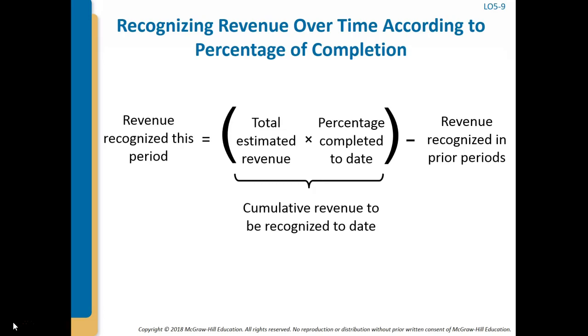Typically, sellers estimate progress by measuring the proportion of effort expended thus far relative to the total effort expected to satisfy the performance obligation. These efforts could be cost incurred, labor hours expended, machine hours worked, or time lapsed. The most common approach to estimating progress towards completion is to use a cost-to-cost ratio that compares total cost incurred to date to the total estimated cost to complete the project.